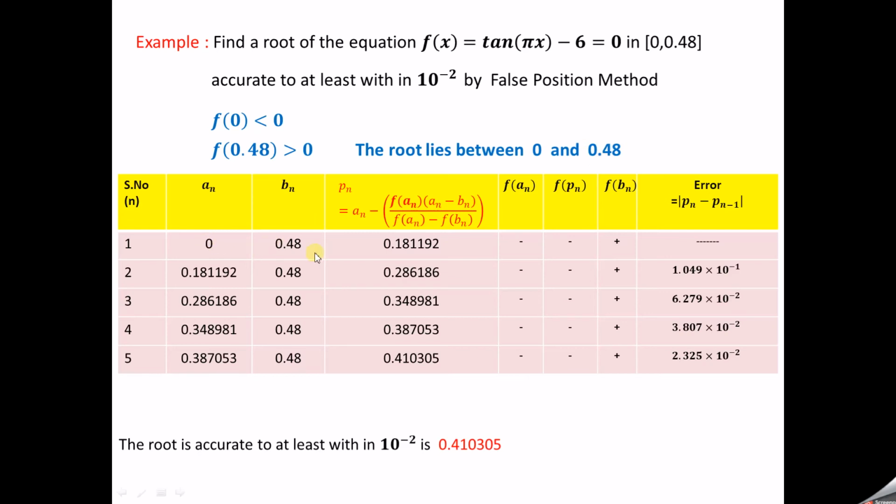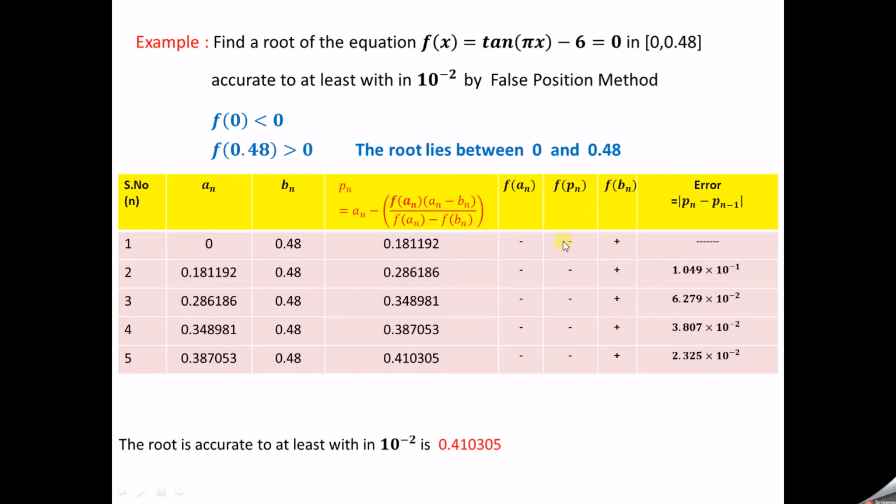From a1 and b1, we will get p1, the first approximation, using the secant method formula. So you put a1 as 0, b1 as 0.48. If you put these in this formula, you will get p1. Once you get p1, you have to check whether the root lies between an and pn or pn and bn. Already we have seen f of a1, that is f of 0, is negative, and f of b1 is positive.